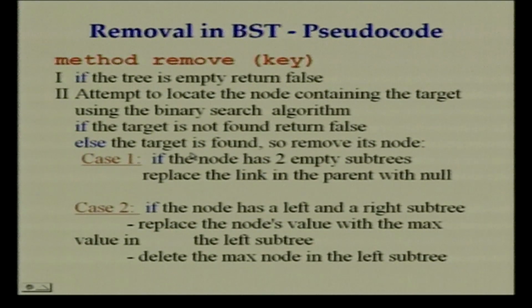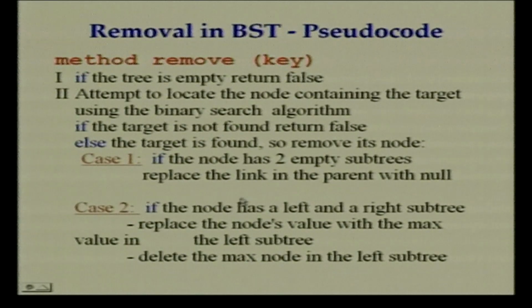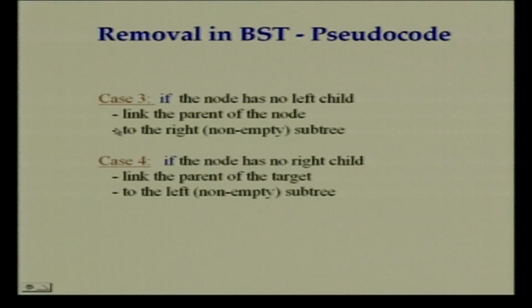If the node has been found, we have to remove it. Again, as I told you, we have 3 cases. If the node that you want to remove has 2 empty subtrees, replace the link in the parent with null. Initially it would have been pointing to this node, make it null. We are going a little bit more in detail. If the node has a left and a right subtree, replace the node's value with the maximum value in the left subtree, delete the maximum node in the left subtree. Case 3, if the node has no left child, link the parent of the node to the right subtree. If the node has no right child, link the parent of the target to the left subtree, and so on.